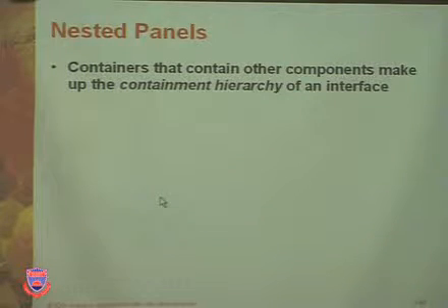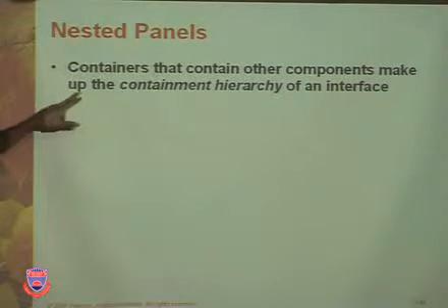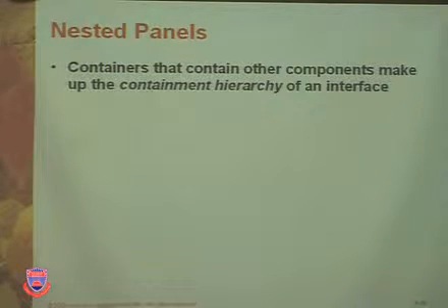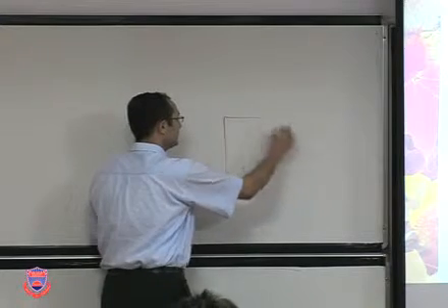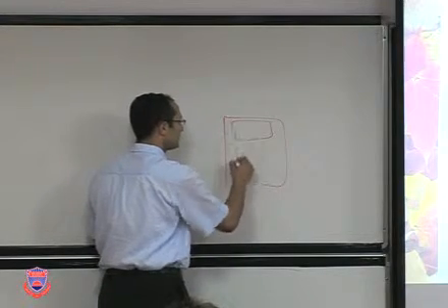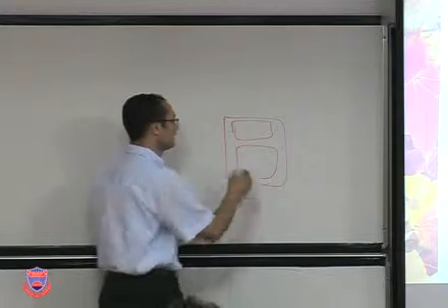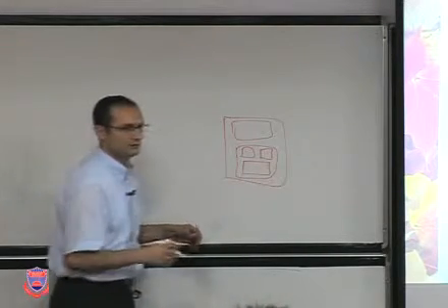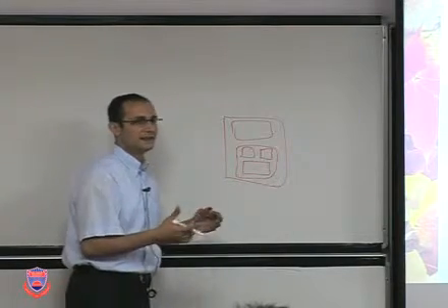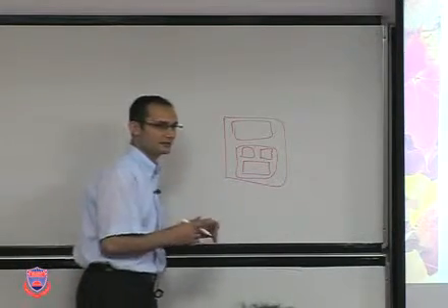You can have within one panel another panel and have a nested implementation. Containers that contain other components form a containment hierarchy. So let's say I'd like to have a panel, and then within that panel I will have two panels, and within this lower panel I will have two or four or three other panels, so you can form a hierarchy. Again, this helps in organizing things on the screen.